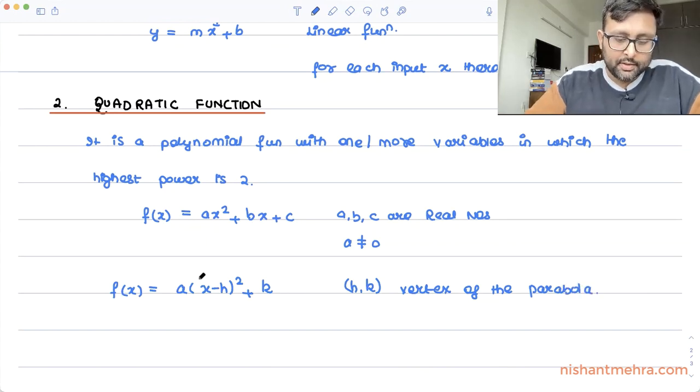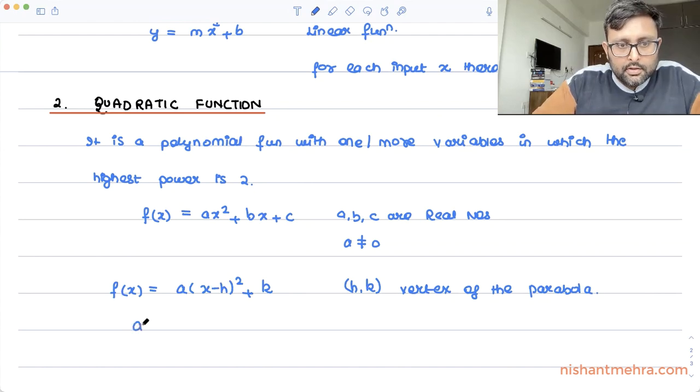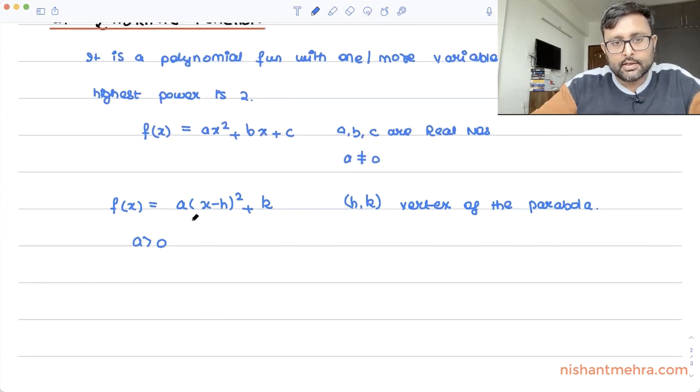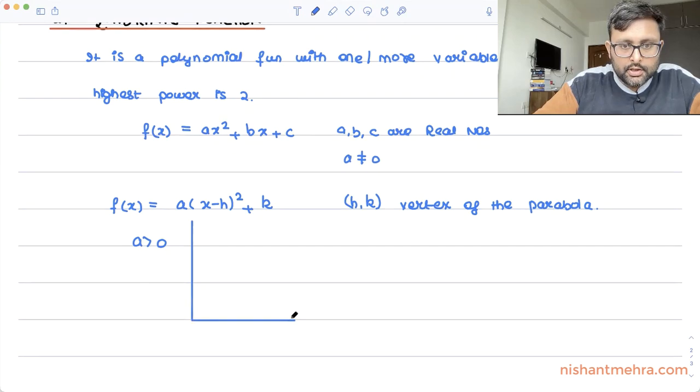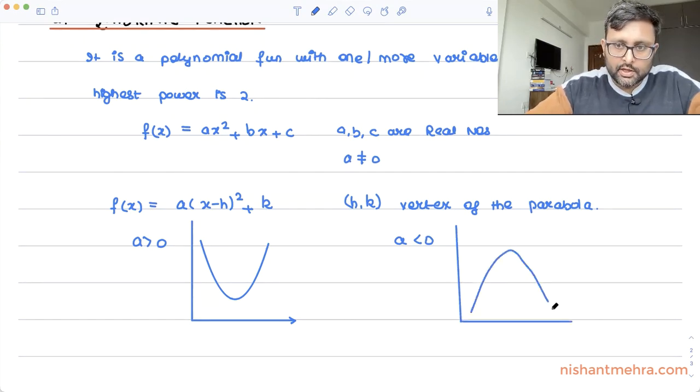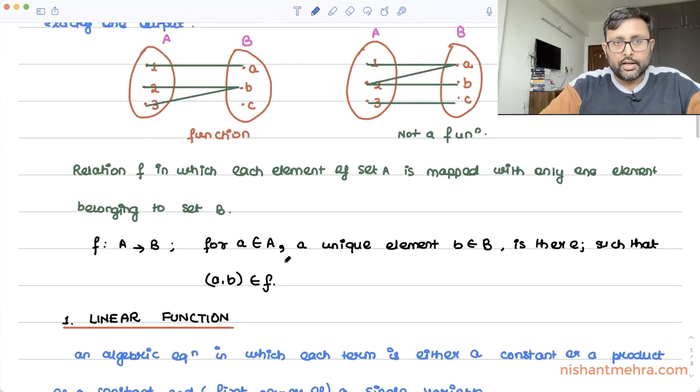Well, this is the vertex of the parabola. If a is greater than 0, then the function is going to open upwards, something like this. And if a is less than 0, then the function is going to open downwards like this. So you have the parabola here, a quadratic function like this.